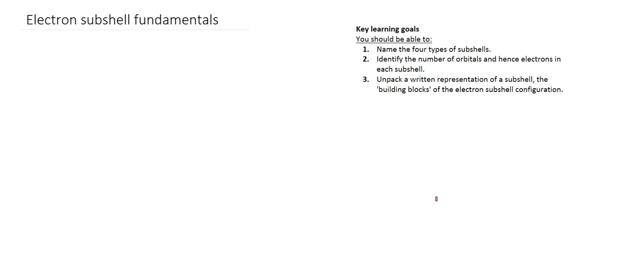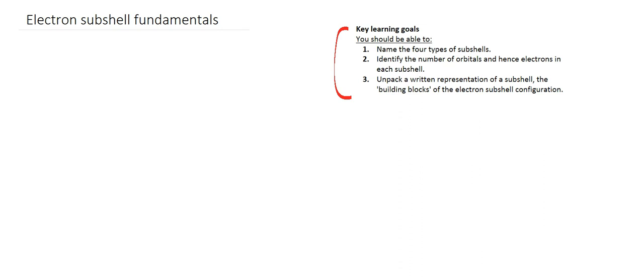Hey guys, in this video we're going to have a look at some must-know things to do with electron subshells. In later videos in this series you will be looking at electron subshell configurations, and in order to properly represent and unpack those, you need to know all the things that will be discussed in this video. Okay, so the key learning goals as usual are identified just over here.